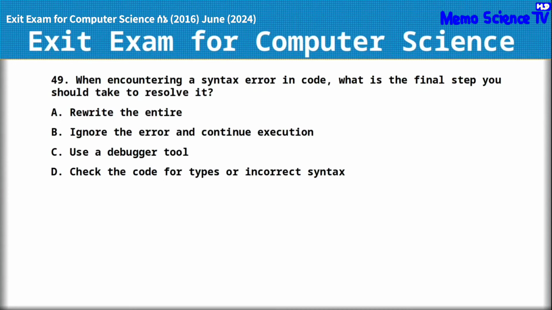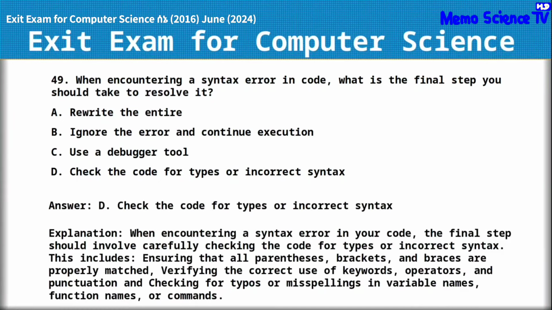Check the code for typos or incorrect syntax. When encountering a syntax error in your code, the final step should involve carefully checking the code for typos or incorrect syntax. This includes ensuring that all parentheses, brackets, and braces are properly matched, verifying the correct use of keywords, operators, and punctuation, and checking for typos or misspellings in variable names, function names, or commands.